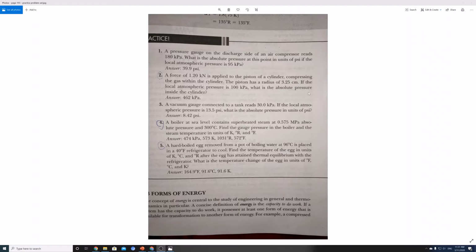Okay, now we'll take a look at problem 4. So we have a boiler at sea level that contains superheated steam at 0.575 megapascals as an absolute pressure, and it's at 300 degrees C. Find the gauge pressure in the boiler and the steam temperature in units of Kelvin, Rankine, and Fahrenheit.